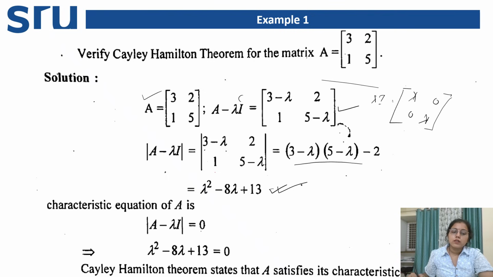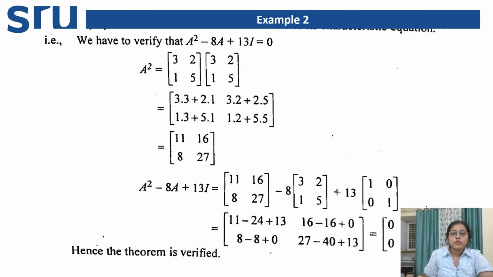So now you have to verify the Cayley-Hamilton theorem. For that, in the place of lambda, you put A. So you get A square minus 8A plus 13 equal to 0. Now we have to verify whether A square minus 8A plus 13 equals 0 or not.